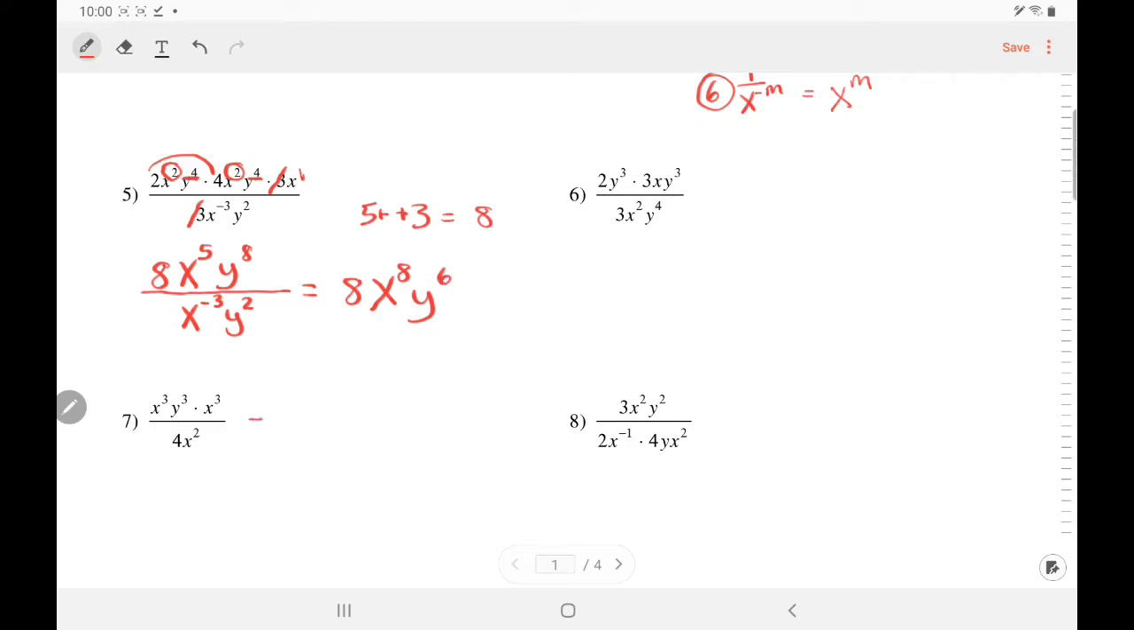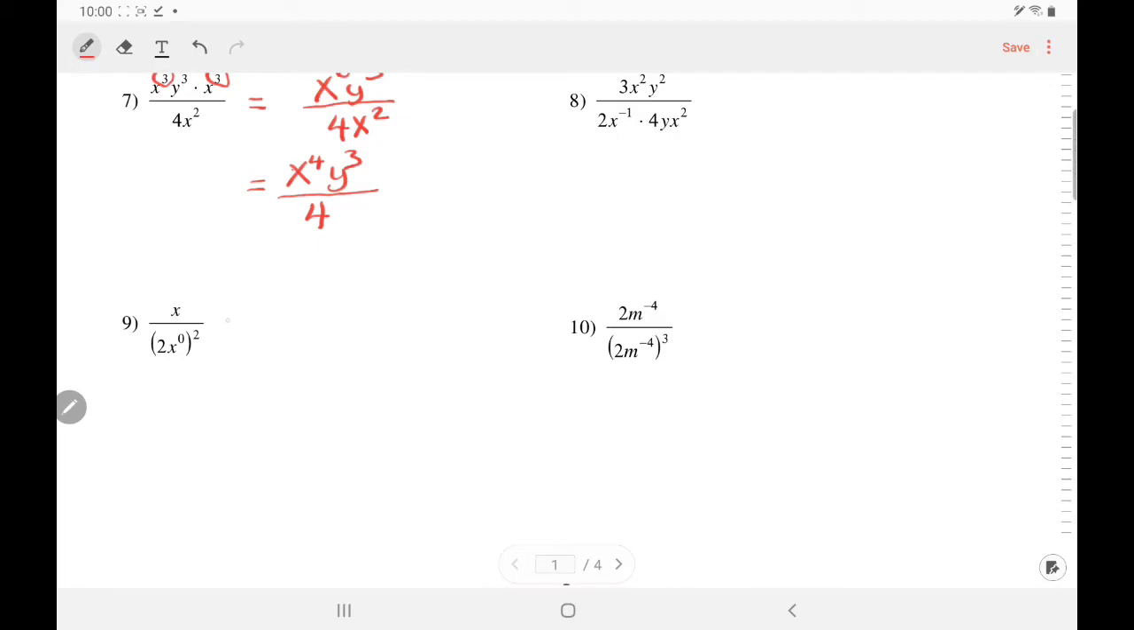Let's try number 7. I'm going to draw your division bar and leave the 4x squared on the bottom for now. Use property 1 to add the exponents of x. So that would be 6. And then y cubed. You may not leave 2 x's in your answer. You need to simplify. Use property 2. In division, you subtract exponents. So 6 minus 2 is 4. You have your y cubed, and you have your 4 on the bottom. The x's were taken care of here.